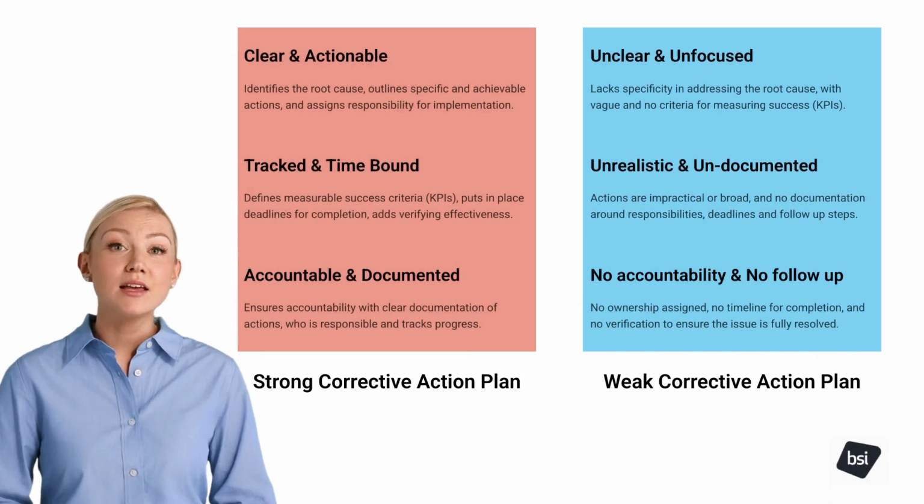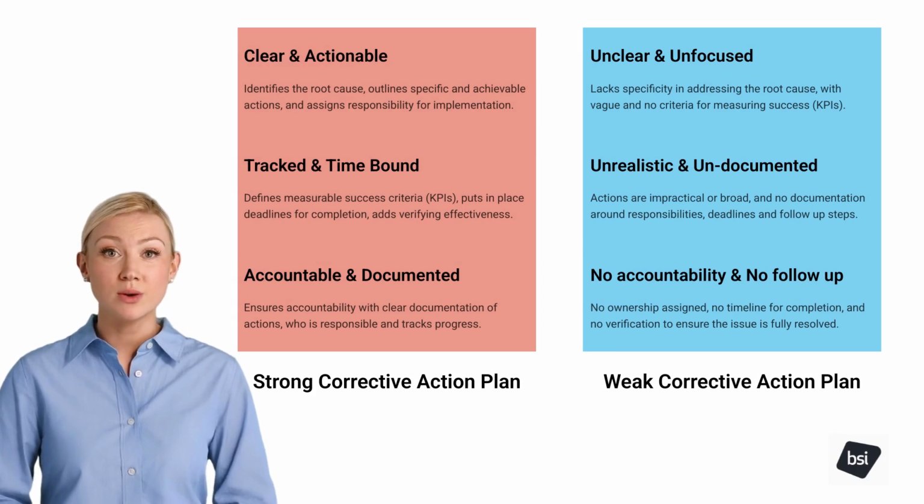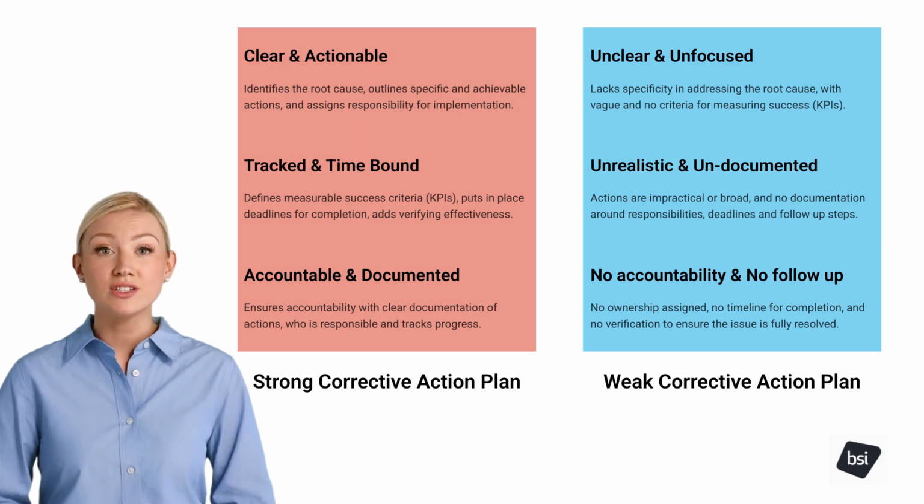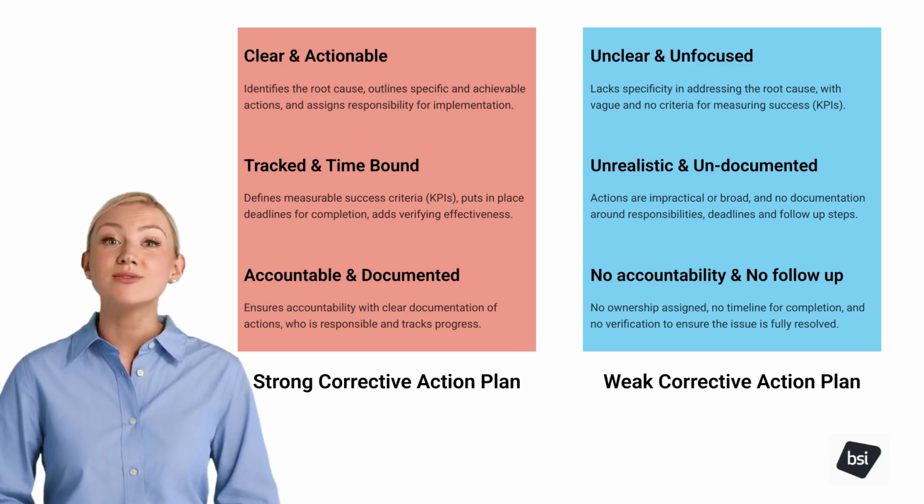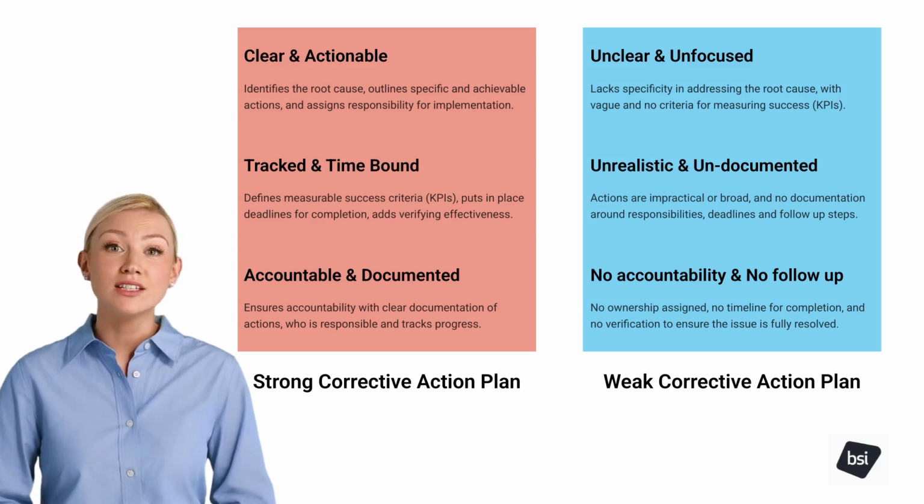Finally, let's sum up what we have learned by looking at what makes a strong plan versus a weak one. The strong approach includes root cause reasons, actions, responsibilities, measurable success, and clear timelines. On the other hand, the weak approach is vague, unrealistic, and lacks ownership and documentation. Remember, a strong plan prevents recurrence, solving the problem at the source, whilst a weak one leaves the organization vulnerable.